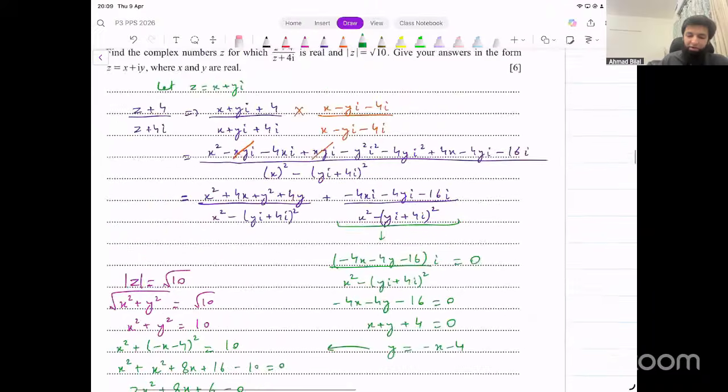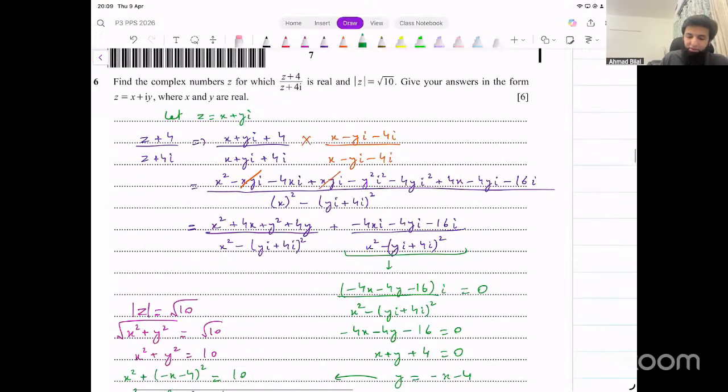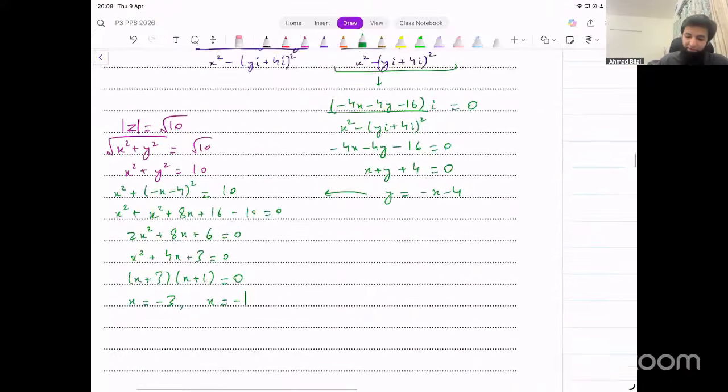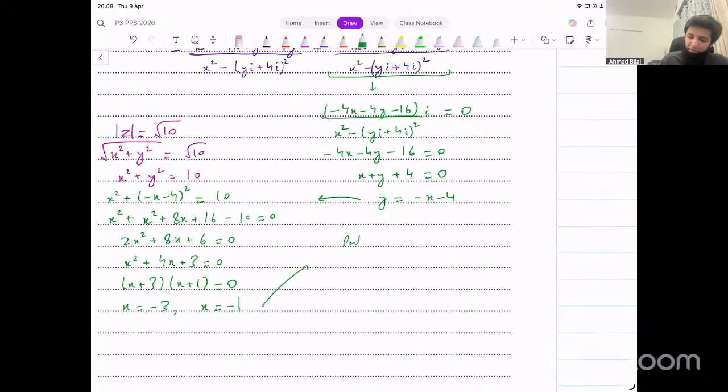We're getting multiple values. Are both of them possible? Okay, so they're saying find the complex numbers z. So there are multiple possible answers. So we consider both of these x values, put them there. You put x equal to negative 3 and you put x equal to negative 1.